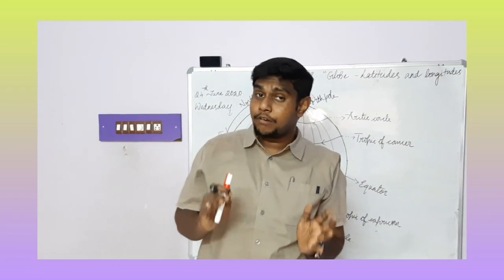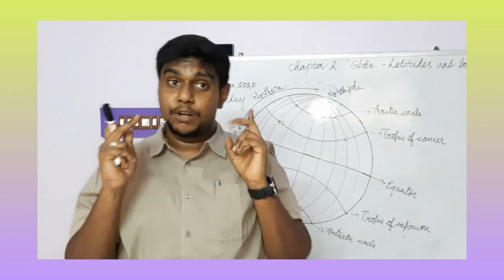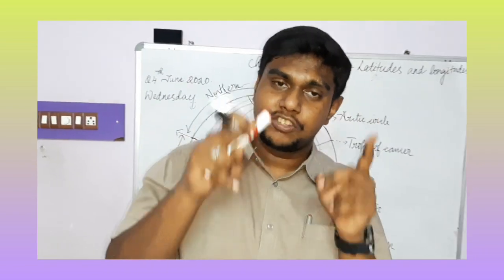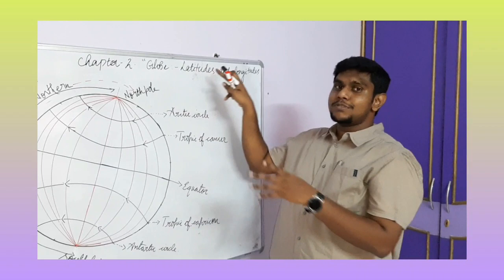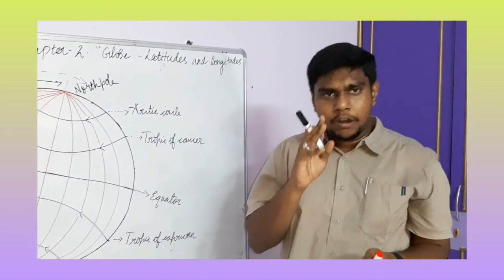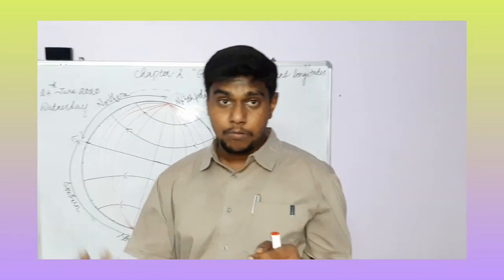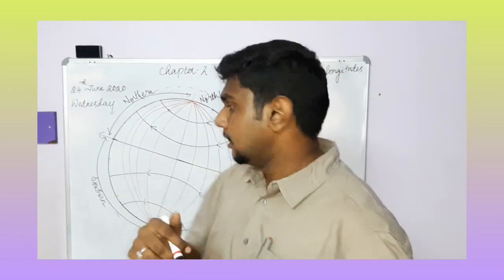In this video we are going to discuss chapter number 2 in your geography. Chapter number 2 is all about globes, latitudes and longitudes. As you already learned, a globe is a physical representation of Earth. It's a round representation of Earth.